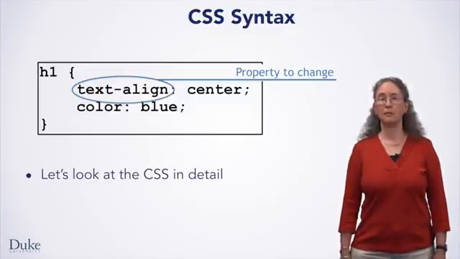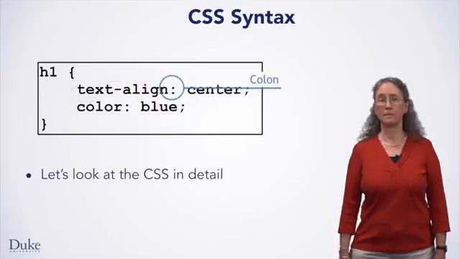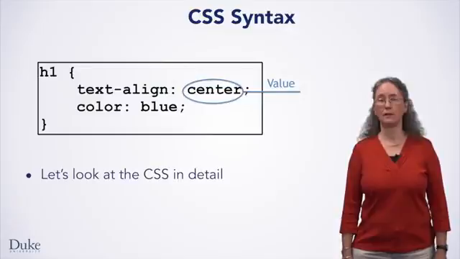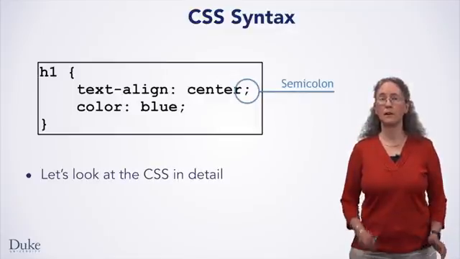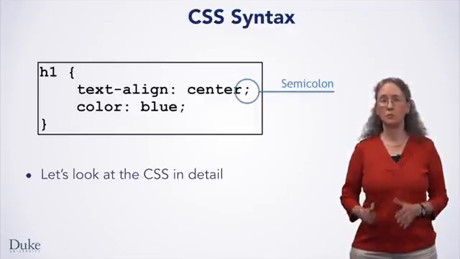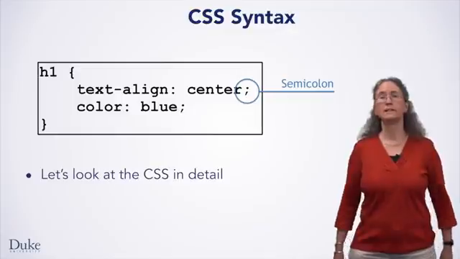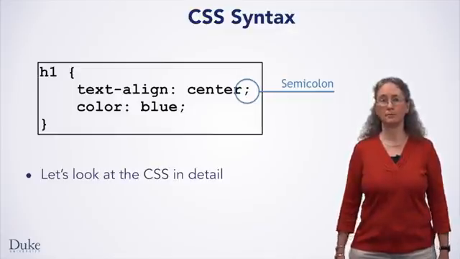After the property name, you write a colon, followed by the value you want to give that property. In this case, we want to set text-align to center. At the end of the line, you write a semicolon. You can then write more lines with the same syntax. For example, we have color, colon, blue, semicolon to set the color property to blue.